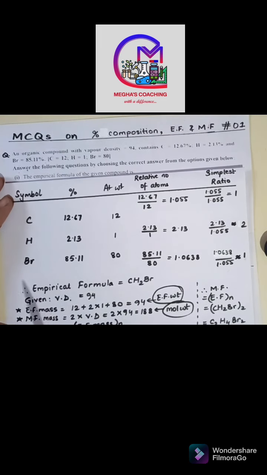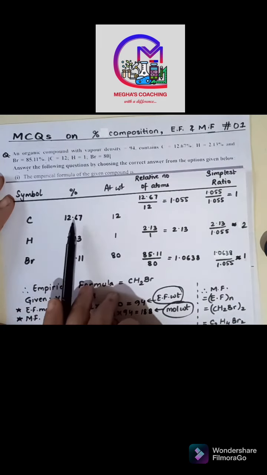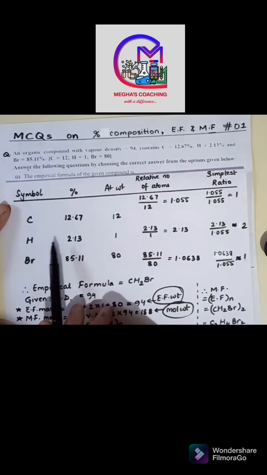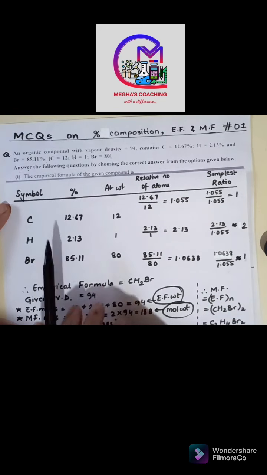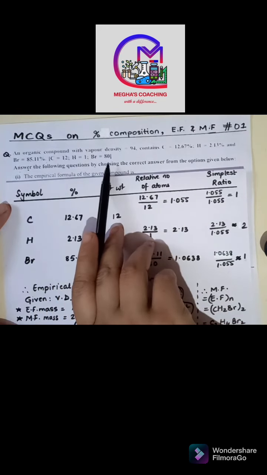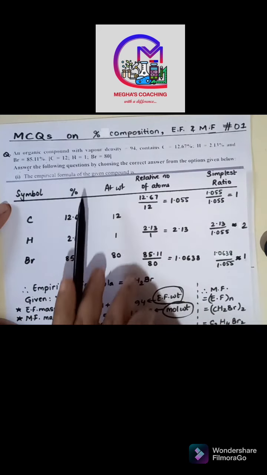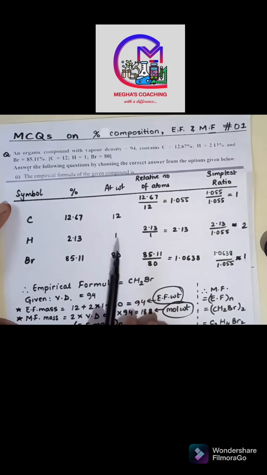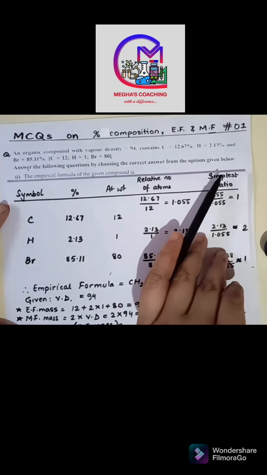See children, I have worked it out. Vapor density 94 contains carbon 12.67%, hydrogen 2.13%, bromine 85.11%. And their atomic masses will be given in the question. So carbon is 12, hydrogen is 1, bromine is 80. Like this you have to make a table and work out this before solving the MCQs based on this question.